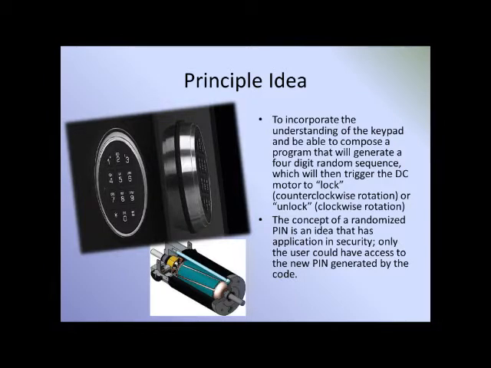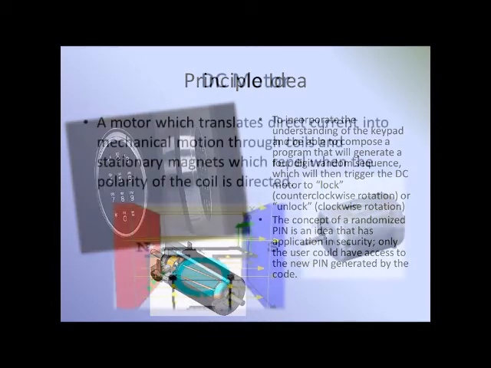The principal idea of our project was to incorporate the understanding of the keypad and be able to compose a program that will generate a four-digit random sequence, which will then trigger the DC motor to lock, counterclockwise rotation, or unlock, clockwise rotation. The concept of a randomized pin is an idea that has application in security. Only the user could have access to the new pin generated by the code.